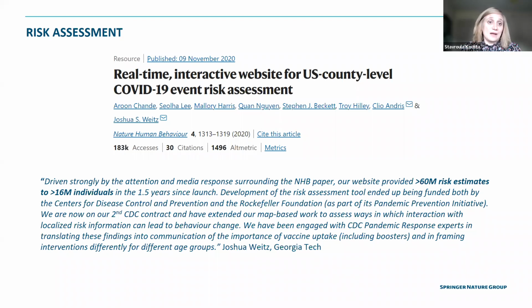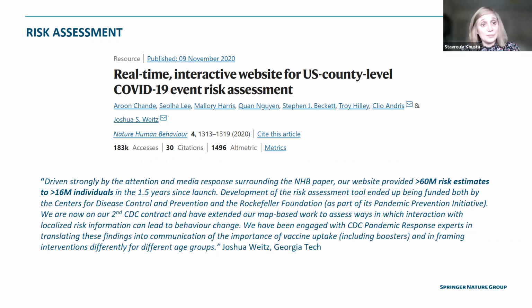This was an article that reported on a tool that eventually got extensive use during the pandemic. More than 16 million individuals used the tool, and the tool allowed both policymakers and individuals to balance risk of infection and social interaction and opening up of life in the context of the pandemic.